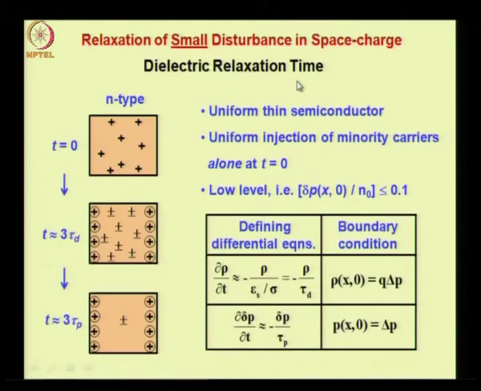The dielectric relaxation time associated with injection of minority carriers. So here again you have uniform thin semiconductor, and instead of majority carriers you are injecting minority carriers at t equal to 0, low level conditions. Then you have two parallel processes operating here. One is neutralization of the space charge, which happens in 3 times the dielectric relaxation time, and second is the recombination of minority carriers, which happens over a time scale of 3 times the lifetime of holes.